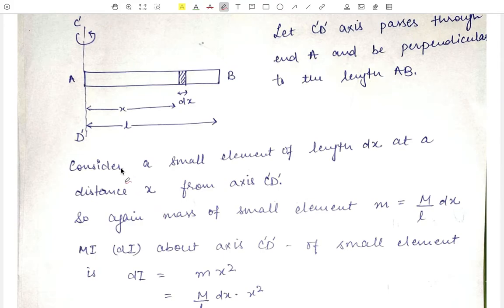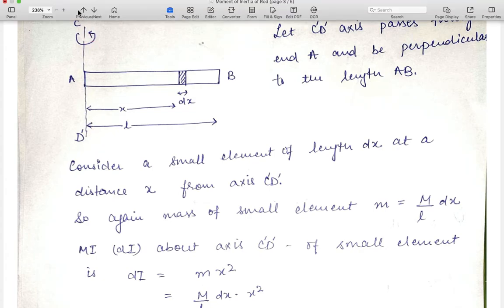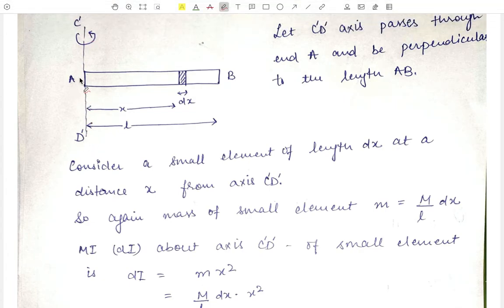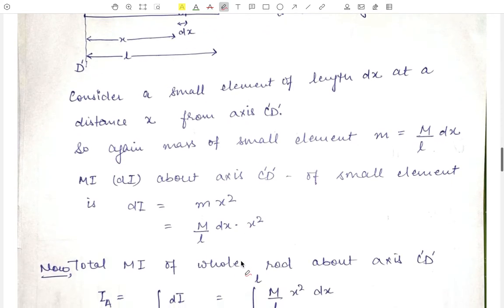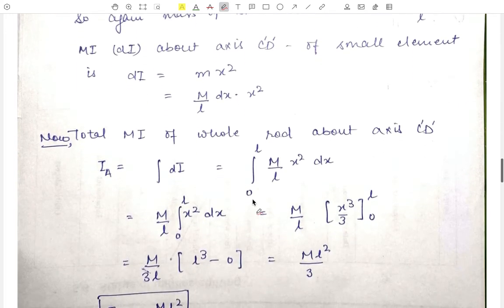Now what will be the limits? The limits will be from point A to point B. Since our axis C'D' is itself at the end A, the initial limit will be 0 and the final limit B, the length of the rod L. That is, the limits of the integration will be 0 to L.